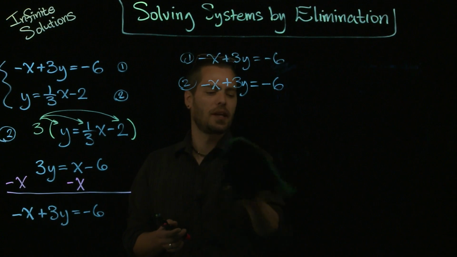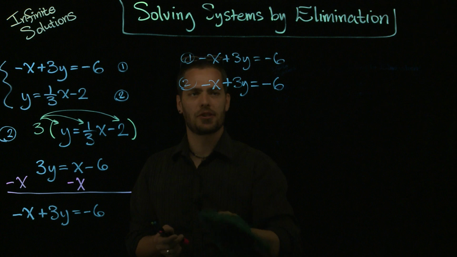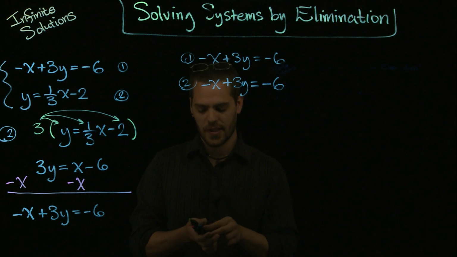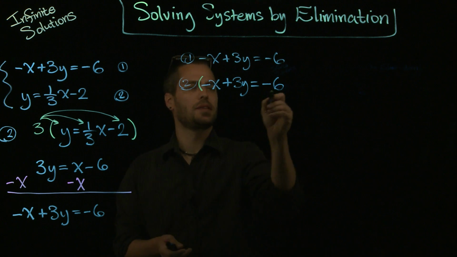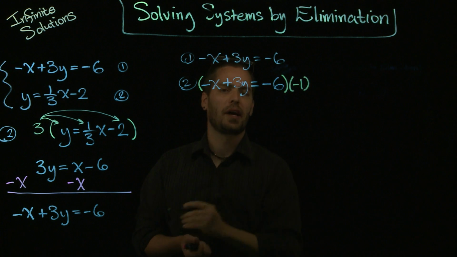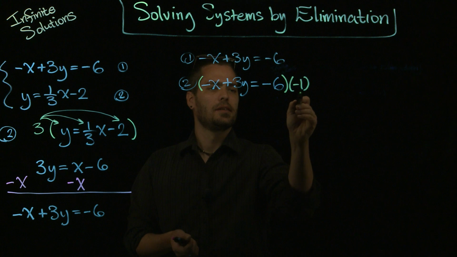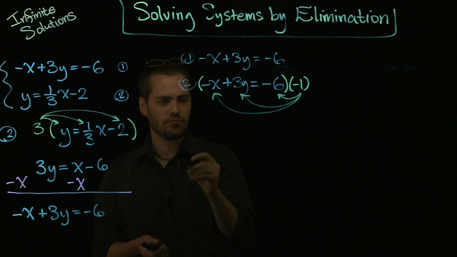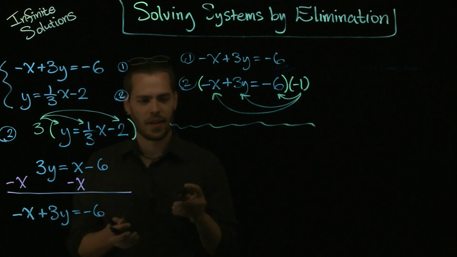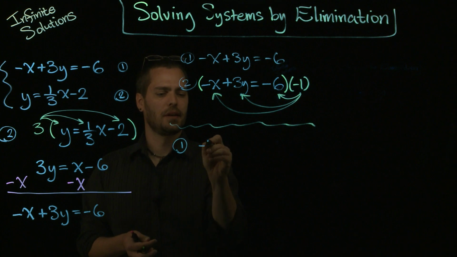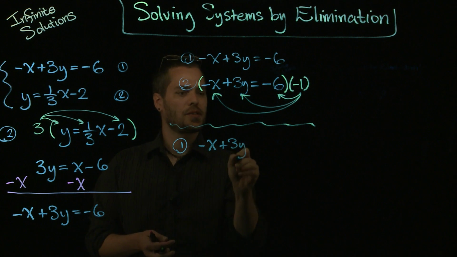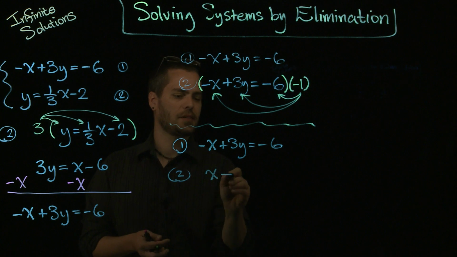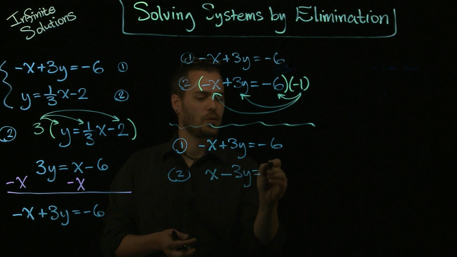Okay. What I need to do is prep the system for elimination. In this case, multiplying either one of those equations by negative 1 is going to do it. So let me just put a parenthesis here, multiply everything by negative 1. This times negative 1, this times negative 1, and this times negative 1. What that gives me then is the following. Equation number 1 is still negative x plus 3y equals negative 6. Equation number 2 is positive x minus 3y equals positive 6.